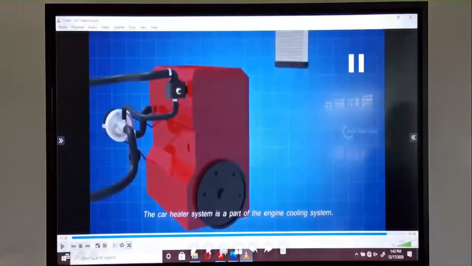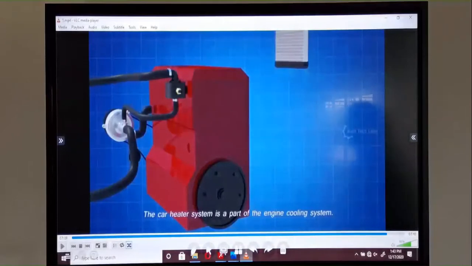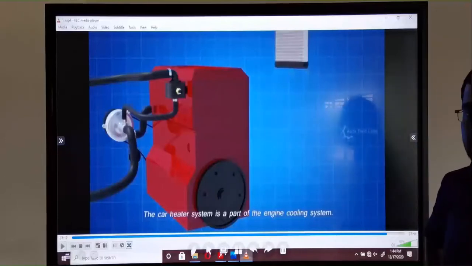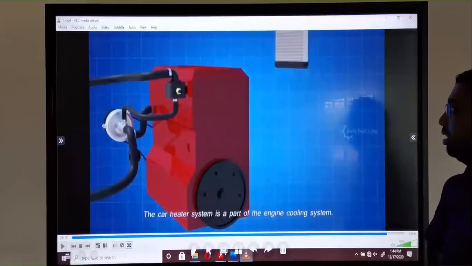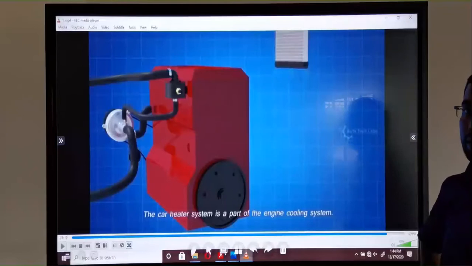So there is a heater system. Here I think we cannot see the heater system because our country normally has a warm temperature. In foreign countries that face the winter season, they use the heater system. We normally use the air conditioning system inside the vehicle and don't need any heater system.